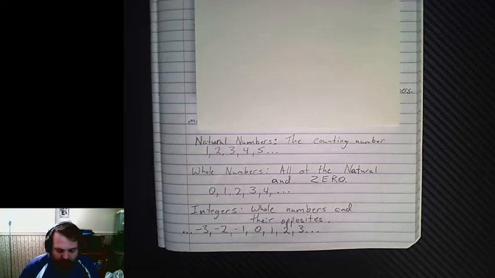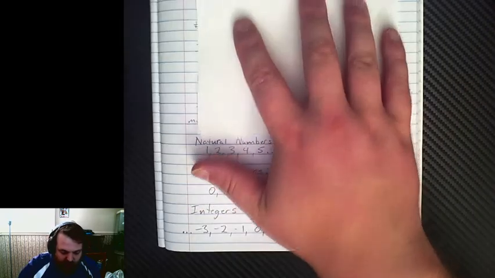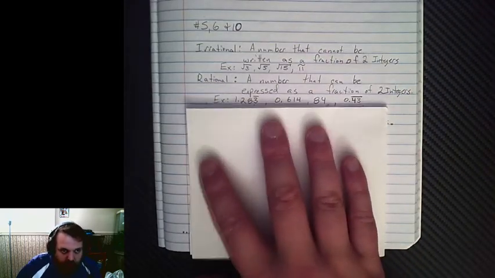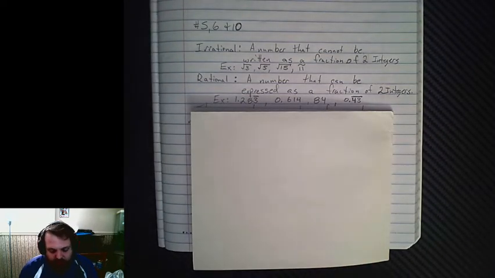The next two groups, rational and irrational, they make up all of the real numbers. So we haven't quite talked about real, but our rational and irrational. Our irrational numbers are numbers that cannot be written as a fraction of two integers. So that's going to be like square root of 3, square root of 5. So our square roots, pi, other numbers that don't repeat are going to be those irrational numbers.